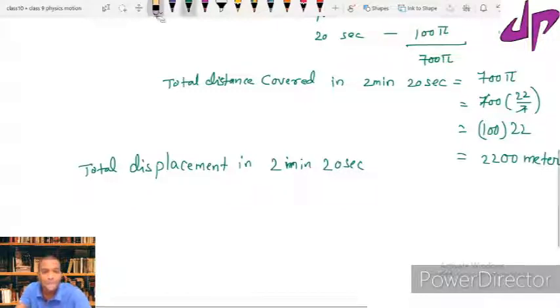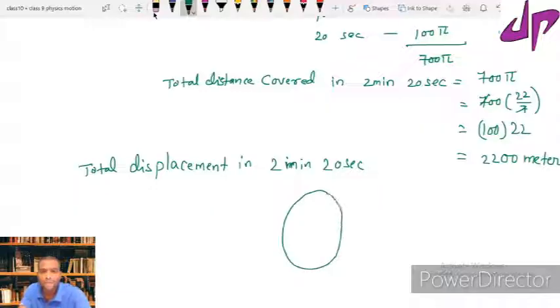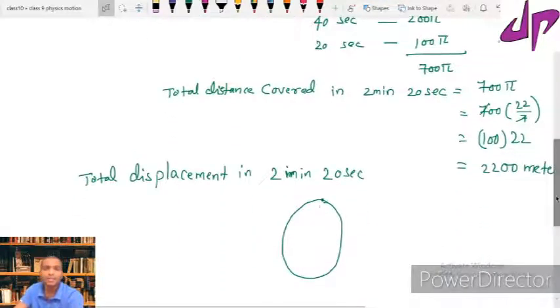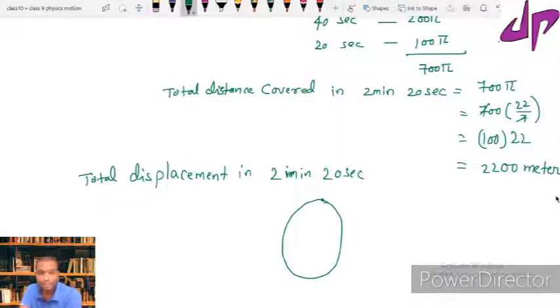You remember that in a circular path the displacement is 0, because in a circular path, where I am standing, there I am reaching. So the initial position and final position are the same, and the total displacement is 0. But the athlete in 2 minutes 20 seconds made 3 rounds. So for the first 3 rounds the displacement is 0. How is it 3 rounds?